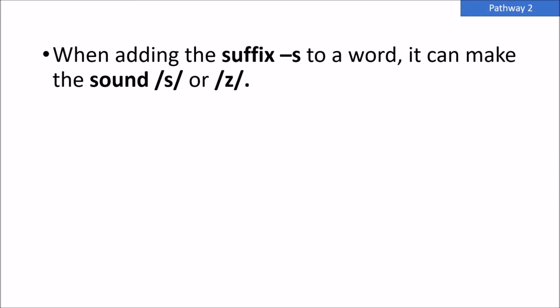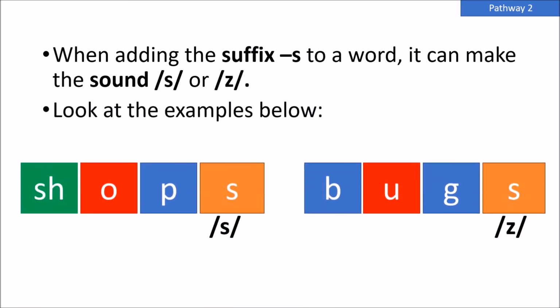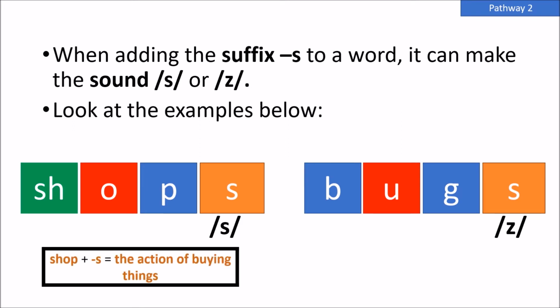Something you'll notice is when adding the suffix s to a word, it can make the sound s or z. So let's look at a few examples. Look at the examples below. In the word shops, that suffix s makes the s sound. The base word in shops is a verb. It's something that you do. And so shop plus the suffix s means the action of buying things.